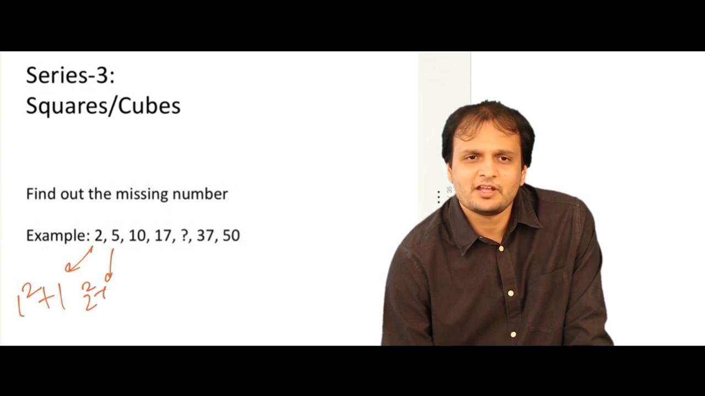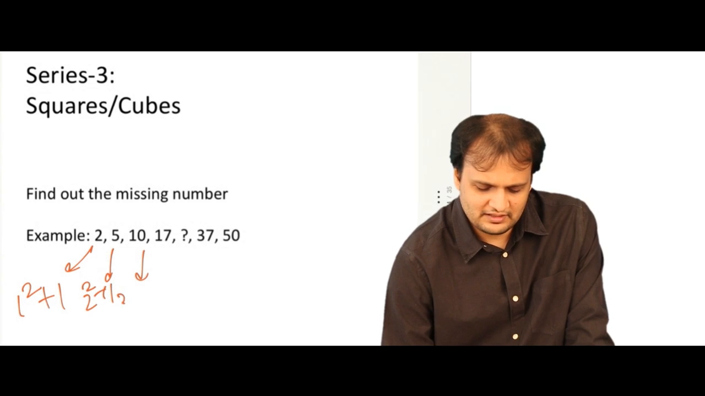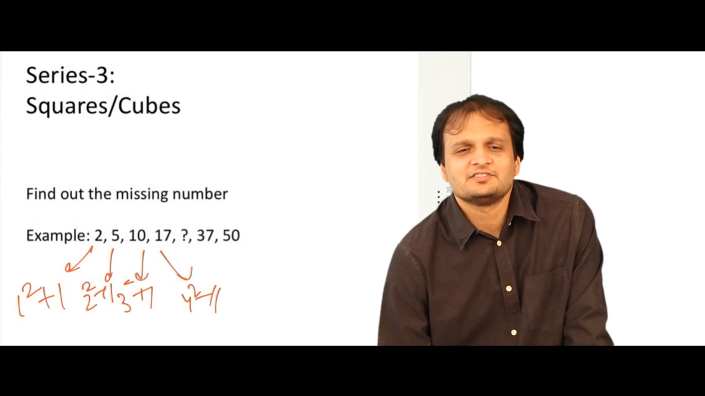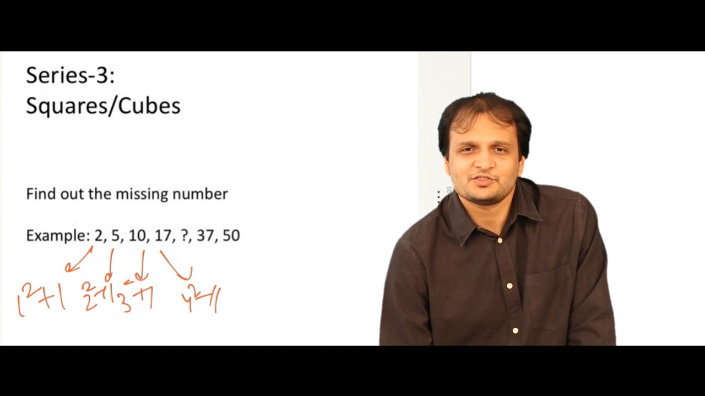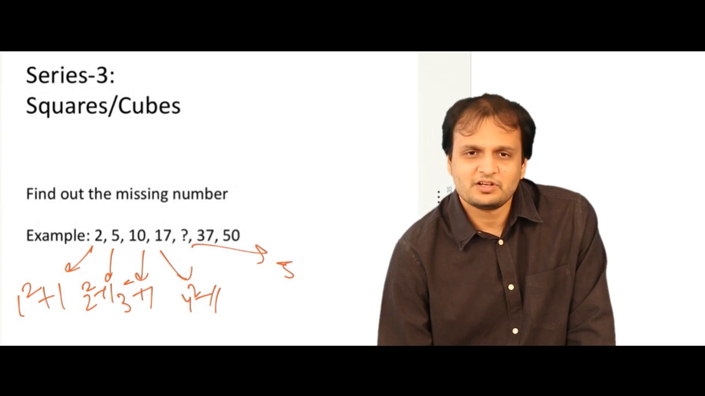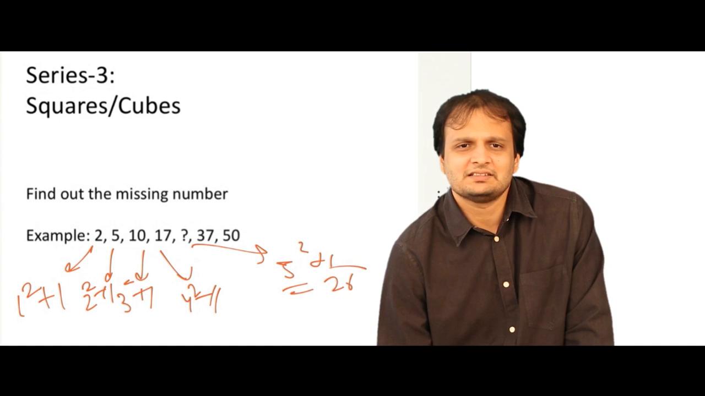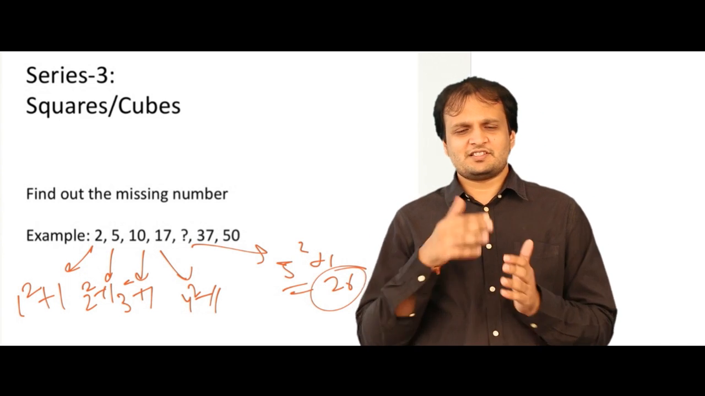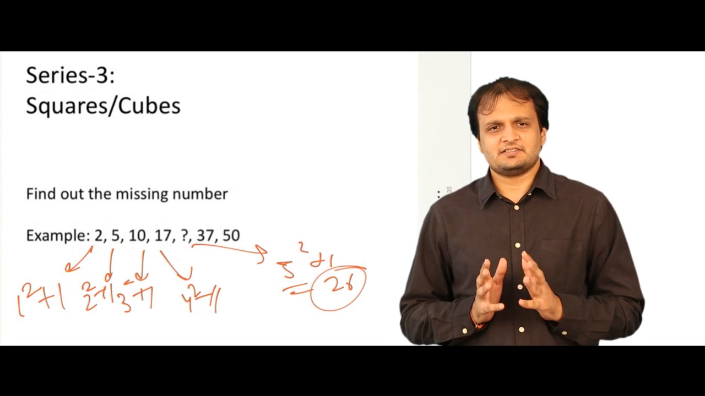5 is nothing but 2 square plus 1. 10 is nothing but 3 square plus 1. 17 is nothing but 4 square plus 1. So tell me what's the next number? 5 square plus 1. So what is 5 square plus 1? 26. Same answer. Right? So even if we solve using this method, then also we can get the right answer.